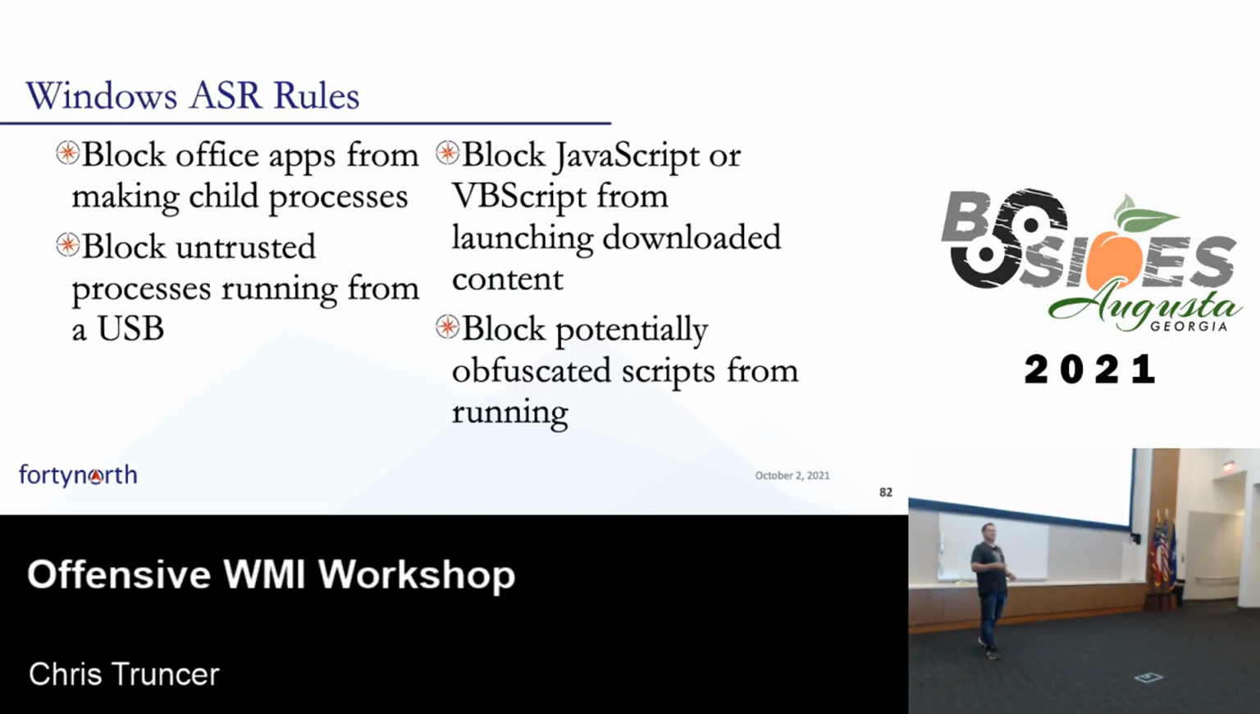So what are these rules? What do they do, right? Well, there's some basic stuff like block Office apps from making child processes. Word probably really shouldn't need to spawn PowerShell, right? Or cmd. There really should be no reason for that. We can block untrusted processes running from a USB drive. We can block JavaScript or VBScript from launching downloaded content. We can potentially block what we think are obfuscated scripts. These are functionalities that different attackers use, right?